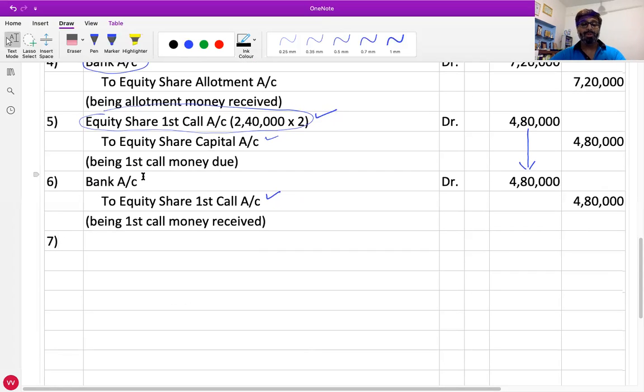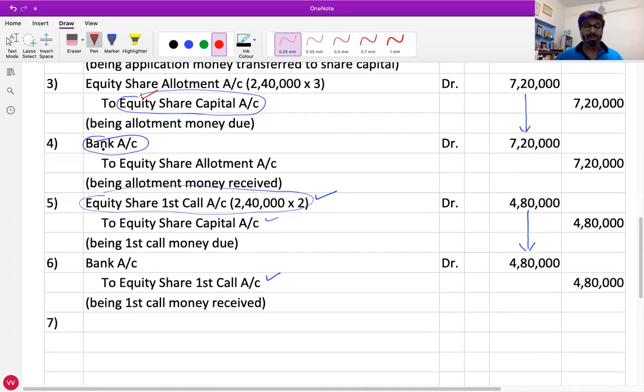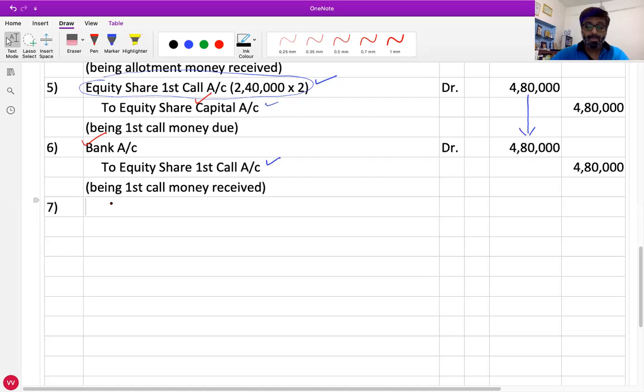Now, once again, in application, first we receive the money, then we transfer to share capital. In allotment and calls, first we transfer to share capital, then we receive the money. Are you able to understand this shortcut? Yes, sir. So now, exactly like the 5th and 6th entries, what will be the 7th and 8th entries for the second and final call?